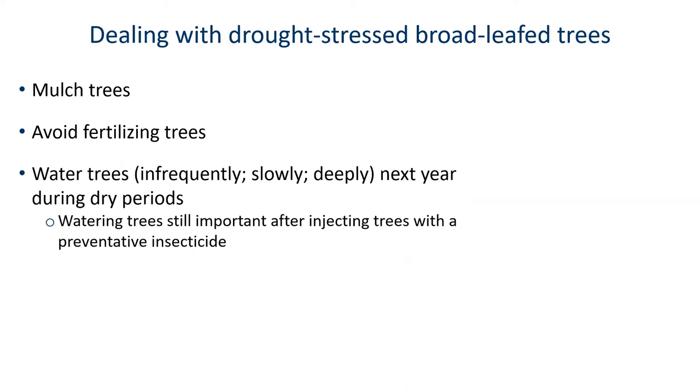And I mentioned watering trees already: infrequently, slowly, deeply, really soak that soil every so often. That's the way to water trees. And just a note here, if you're an arborist and you're injecting preventative insecticides into a tree, say to protect it from emerald ash borer attack or to protect it from twolined chestnut borer attack, those insecticides might work to protect the tree from attack of insects, but they certainly aren't going to protect the roots from attack by armillaria. So it would still be very important to water the trees for that reason, amongst other reasons too.